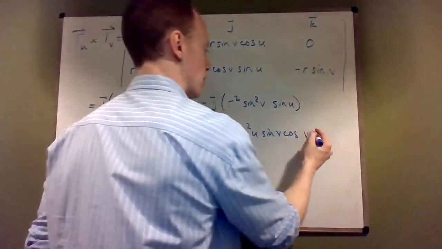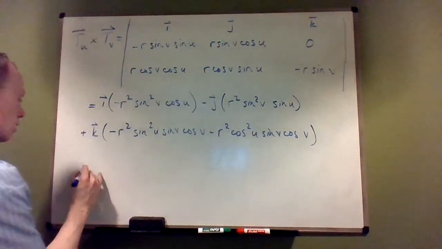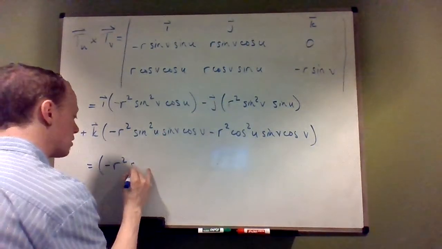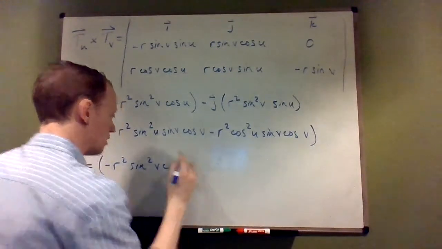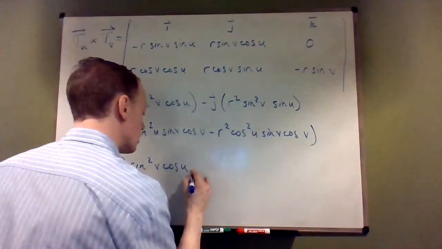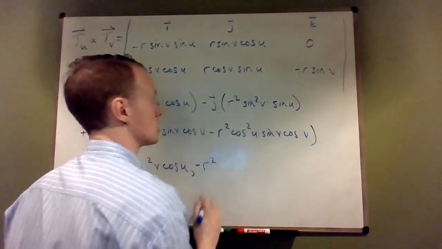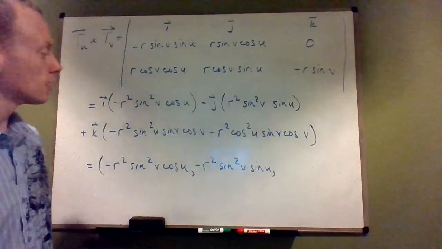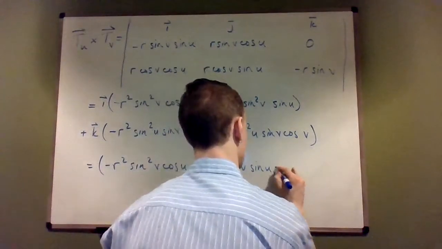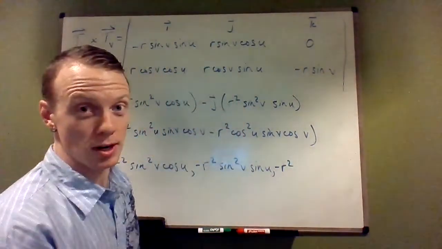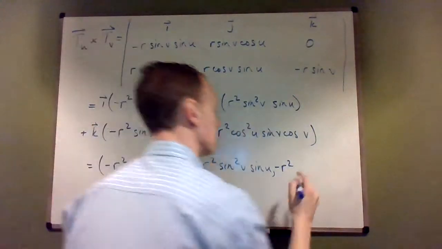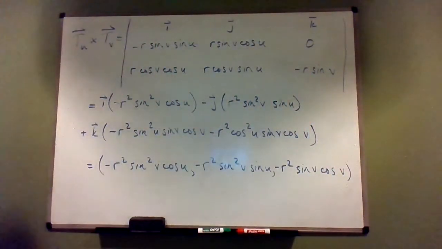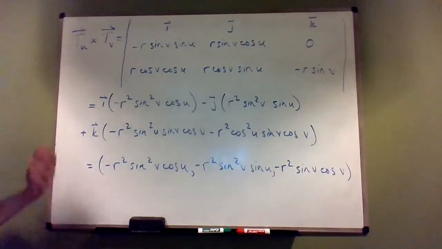And now as we write this all as one vector, we are going to come up with minus r squared sine squared v cosine u, comma, minus r squared sine squared v sine u, comma, minus r squared sine v cosine v. So this is where we're at so far.